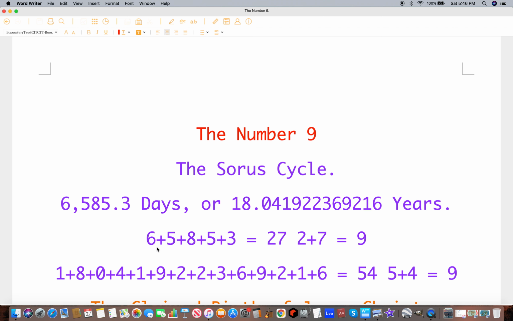So if we add 65853, from up here, we get 27. 2 plus 7 equals 9, okay? So we're already starting to see a trend form. Then we add this 18041922369216. It adds to 54, and 5 plus 4 equals 9. So there we have an instance where the days and the years of the solar cycle both add up to 9.